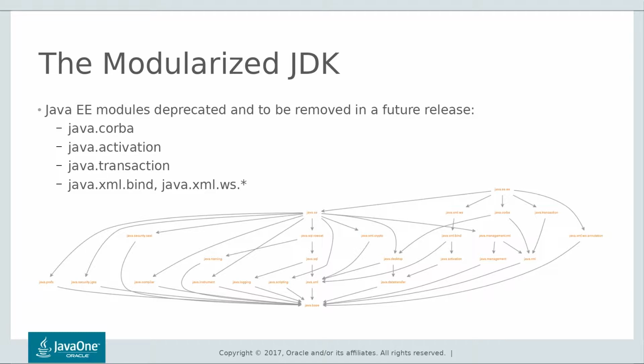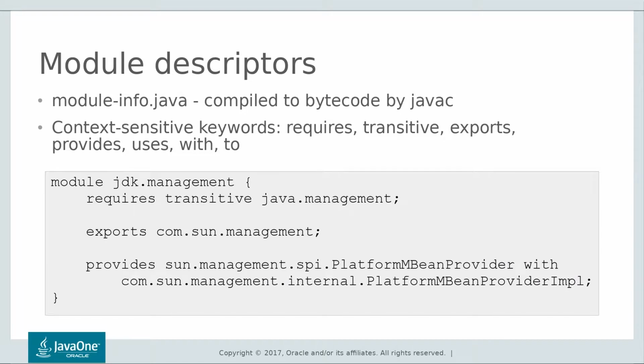So on a language level, of course there's a new grammar for describing modules. You can add the module-info.java to your project, and the module descriptor allows for, this is an example from the JDK itself, a module that describes JDK.management, which is a JDK extension of the Java management module, so it requires transitively the Java management. Transitive means that it will export the things that Java management exports, and it will also export com.sun.management, that's the package, etc.